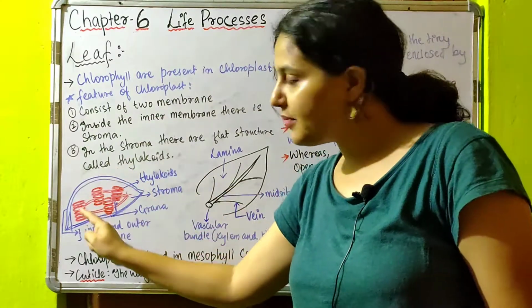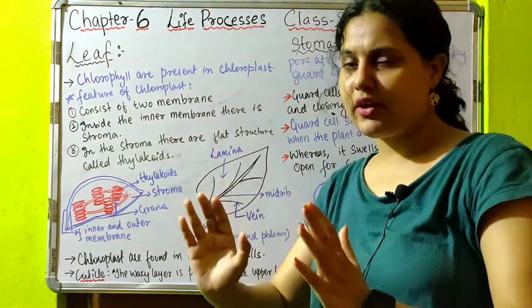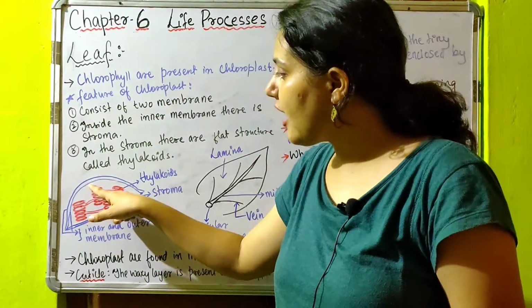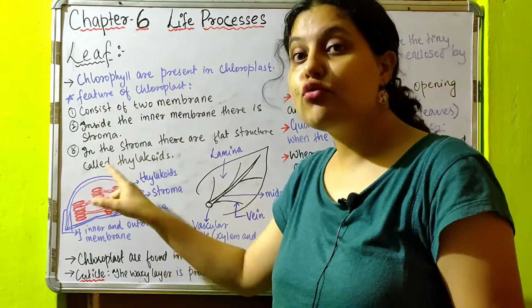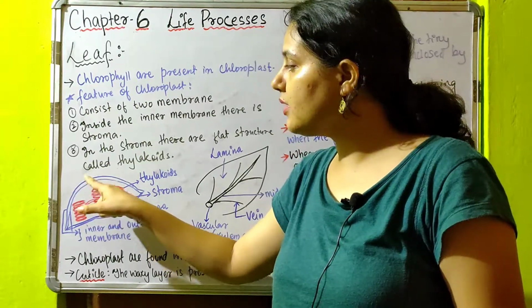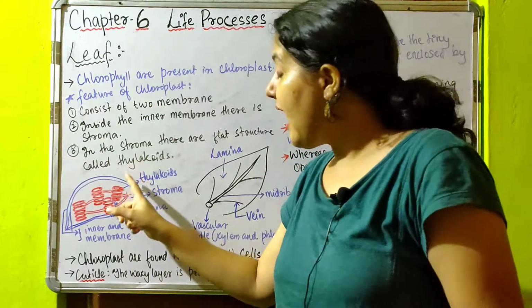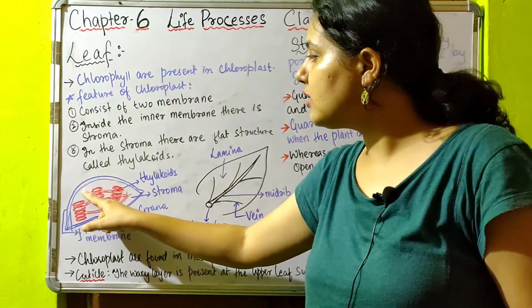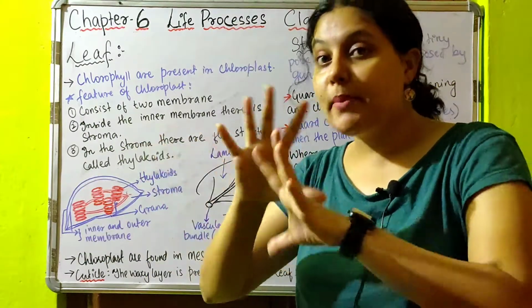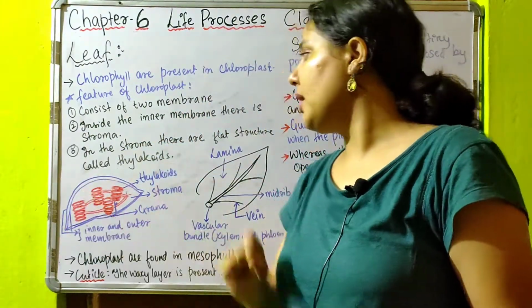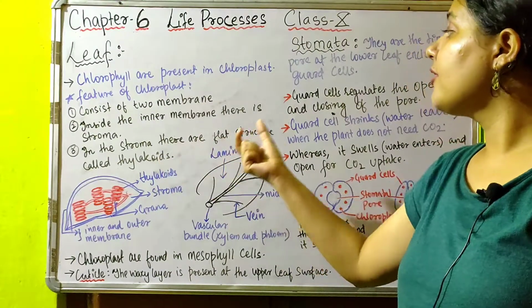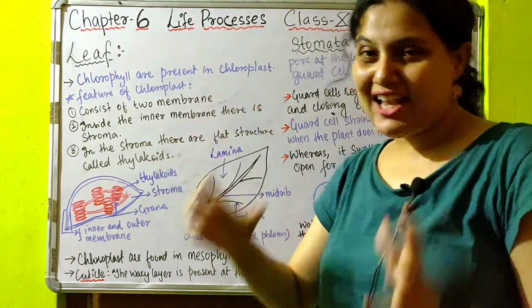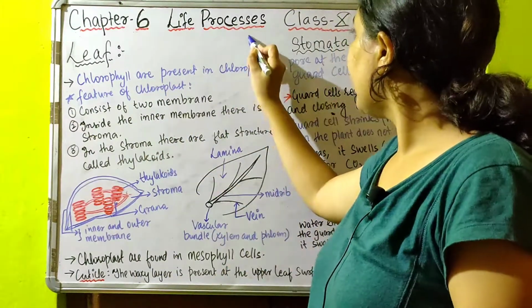You see this picture, though it is not so perfect, out here I have drawn 1 and 2, two membranes. This is the inner membrane and this is the outer membrane, and inside the inner membrane there is stroma. All these parts, the background part, are stroma. In the stroma there are flat structures called thylakoids, flat structures like this.